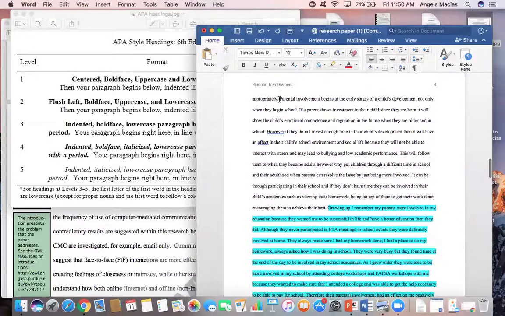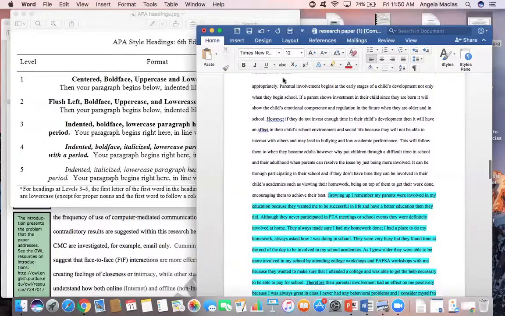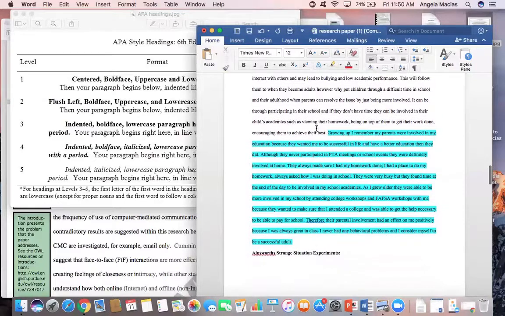If we back up, we can read a sentence here just to give you an idea. Parental involvement begins at early stages of a child's development, not only when they begin school. If a parent shows invested in their child since they are born, it will show the child's emotional competence. Okay, so this person is writing very much in a third person objective manner. And then all of a sudden, we switch over to this first person anecdote.